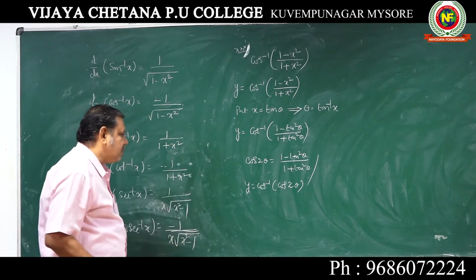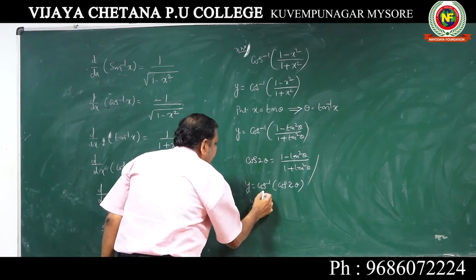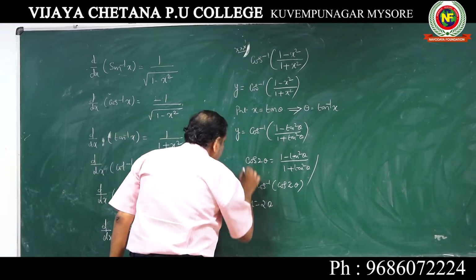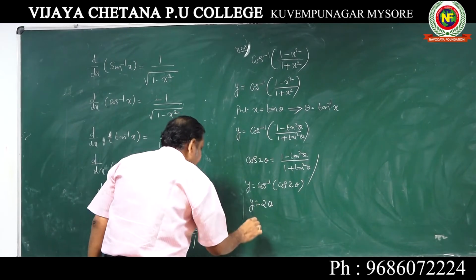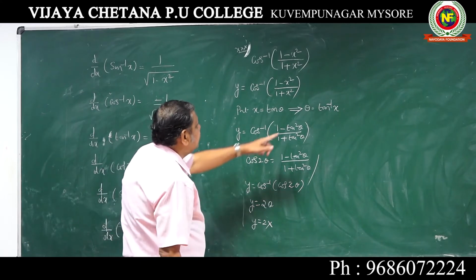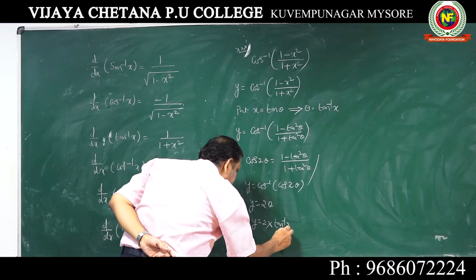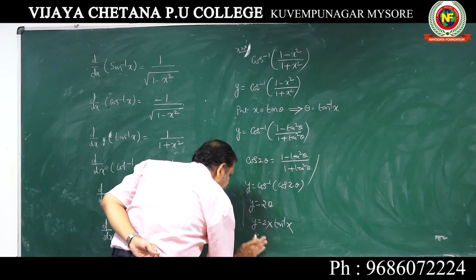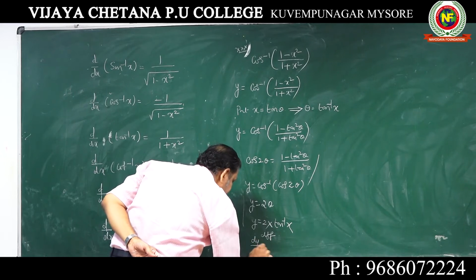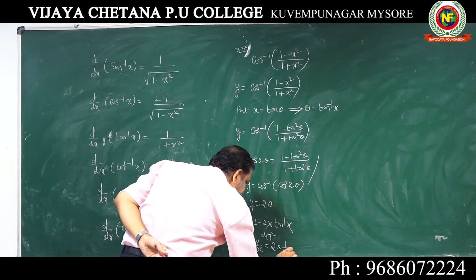Y is equal to cos inverse of cos 2 theta. We are keeping y only, we have not differentiated yet. Y is equal to 2 into theta, and theta is nothing but tan inverse x. Now when you differentiate, dy by dx is equal to 2 into 1 over 1 plus x square.